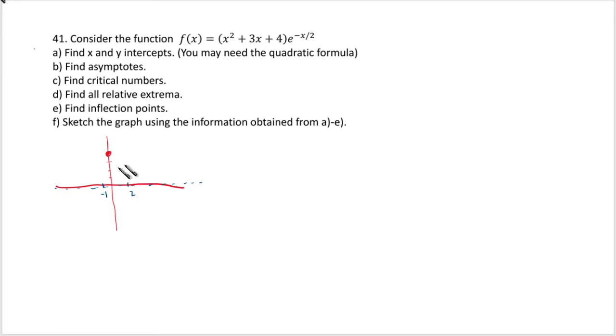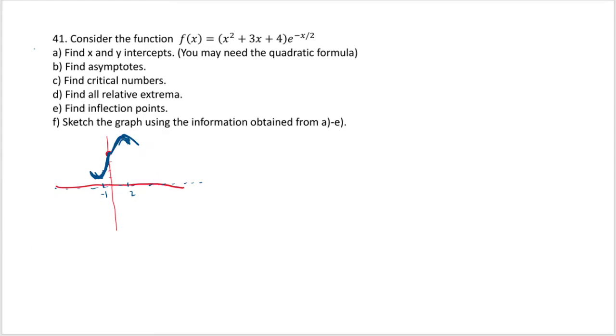We know that negative 1 is a relative minimum, and 2 is a relative maximum. Everything has to be above the x-axis. And we know that this is an inflection point, so the inflection point should indicate that the graph goes like that and then goes like that.